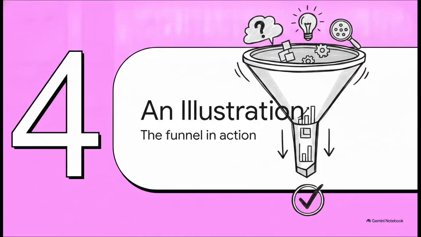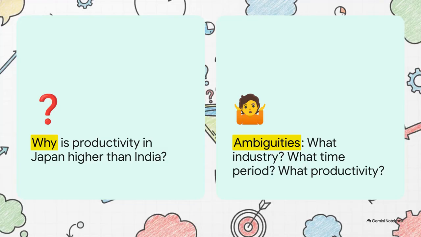Let's look at section 4, an illustration in practice, seeing the refinement funnel in action. Check out our starting point over on the left. Why is productivity in Japan so much higher than in India? At first glance, you might think, hey, great research topic. But as we see on the right, it is plagued by massive ambiguities. What sort of productivity are we even talking about? Labor? Capital? In what specific industries? And during what exact time period? In this form, the question is just way too general to handle any real analysis.